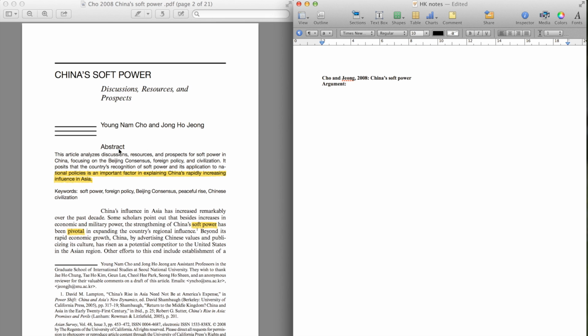Wonderfully, this article has an abstract. So as you can see here, I've quickly highlighted what the main point of this article is going to be. Okay, so from this, it seems as though, just writing over here, the argument of this article is that the use of soft power by China is an important factor in explaining, I am somewhat taking it straight from the abstract, China's rapid increase in influence in Asia. Okay, so that's the general gist of the argument. I may adapt this as I begin to read more of the text. I may add in extra features into that.